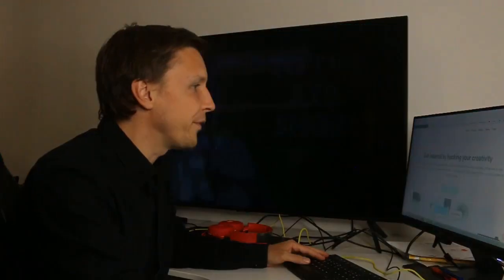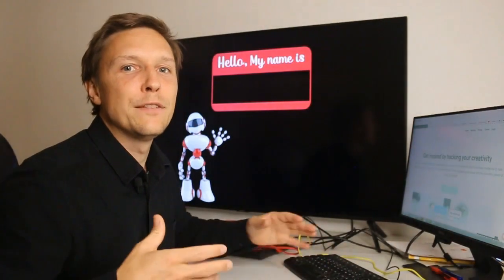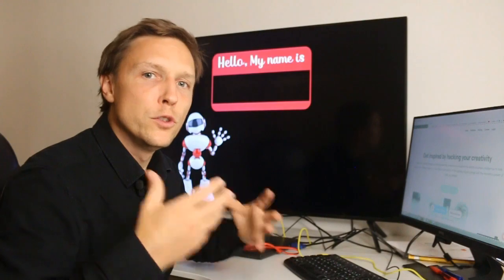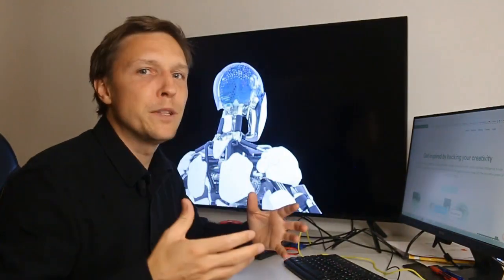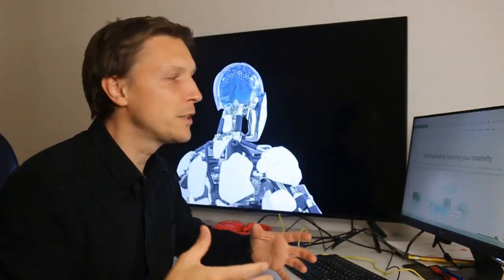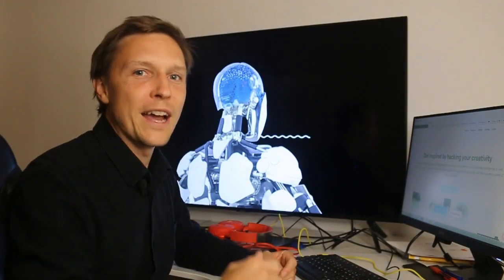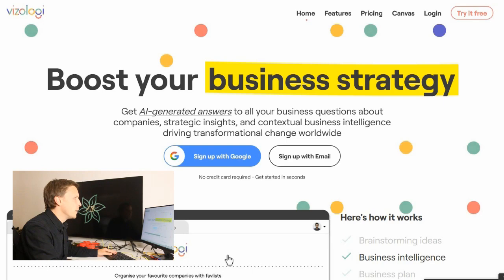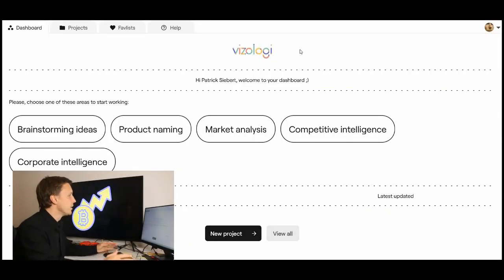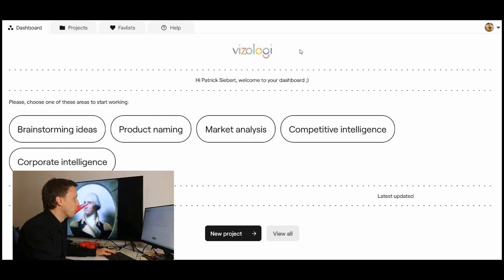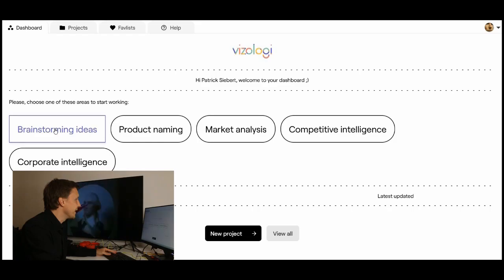So what the tool does, it gives you business insights and it gives you new ideas. The GPT-3 artificial intelligence helps you in finding new business models. We're gonna try it out today. So you make a free account, sign up with Google, and you start here with your dashboard. So let's start with the first point by brainstorming ideas.